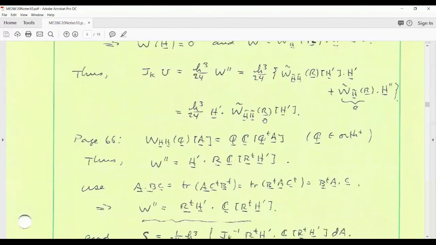We can simplify this. If you look way back on page 66 of the course notes, we had a formula, I'm copying verbatim. Two derivatives of W with respect to H evaluated at any rotation Q operating on any tensor A is that rotation times our classical moduli operating on Q transpose A. So we can use that here to write W double prime is H prime inner product. Here we have an R instead of a Q, so it's R, C, R transpose H prime.